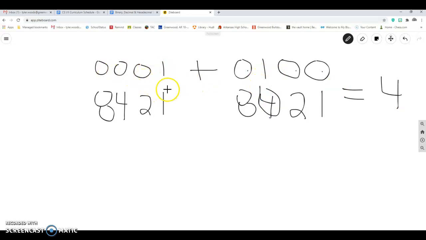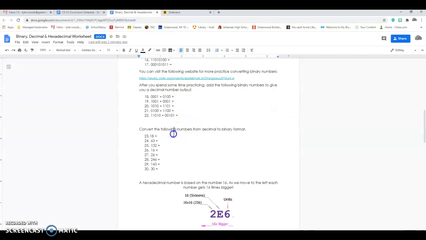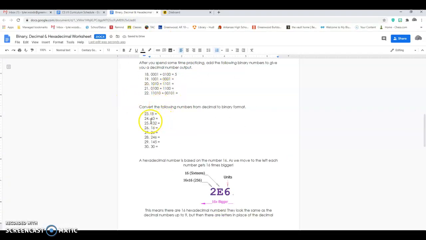Okay, and then this one's super easy. The zeros don't add anything. The only thing here is a 1, and that equals 1. So 1 plus 4 is 5. So the answer to this first one right here would be 5. Okay, you guys can finish the rest of those.